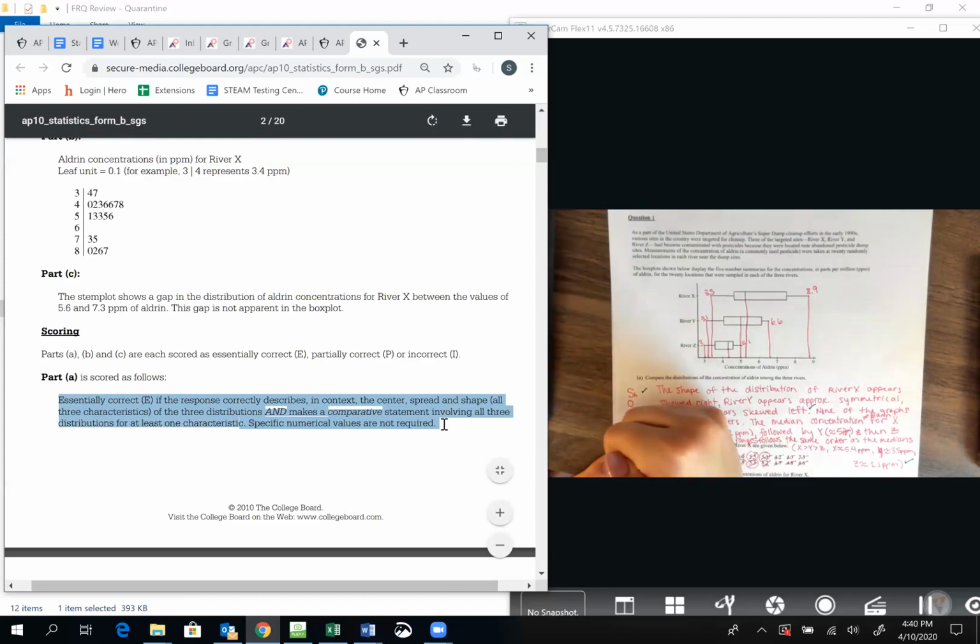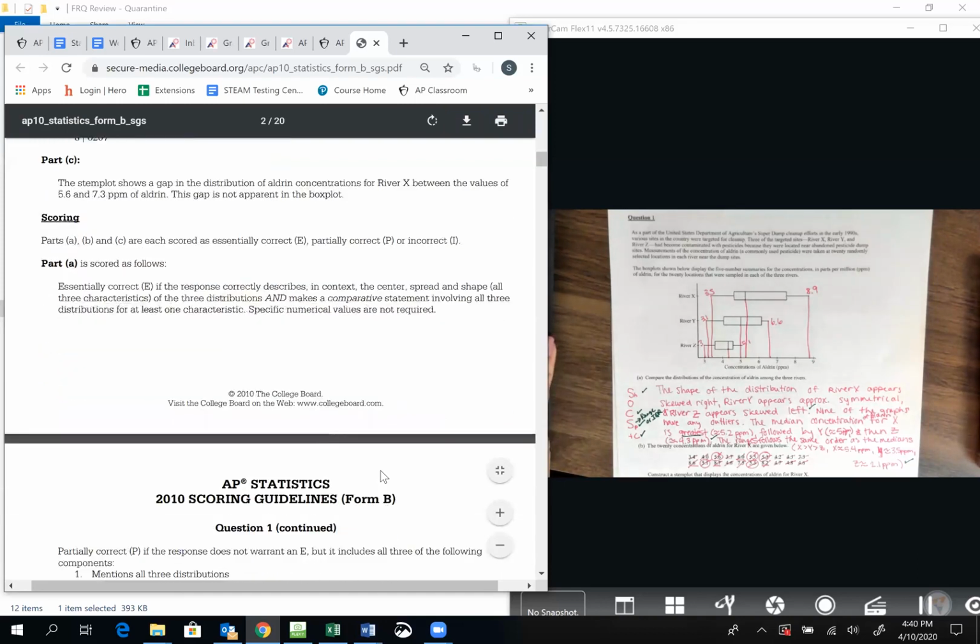Remember, the spread can be the range or the IQR. So if you chose to talk about the IQR instead of the range, that's totally fine. Comparison would be the same. X is greatest, then Y, and then Z. So I have extra stuff, but I'm not missing anything. And I don't know what check marks they're going to be looking for.